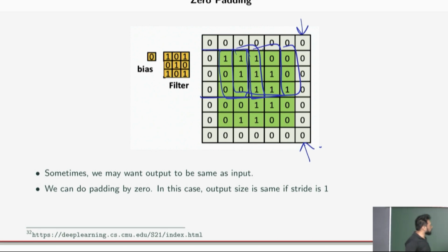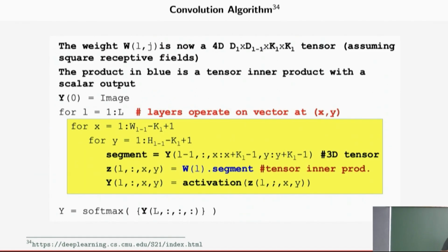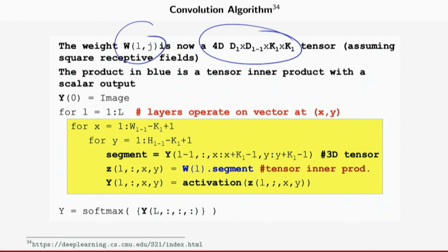That's one possibility, and we could have even done this with the 4D tensor, if you don't take the J, right? J stands for the neuron. I could have done this because all the neurons are supposed to scan the same segment, so that can also be vectorized. That's what it's trying to say.